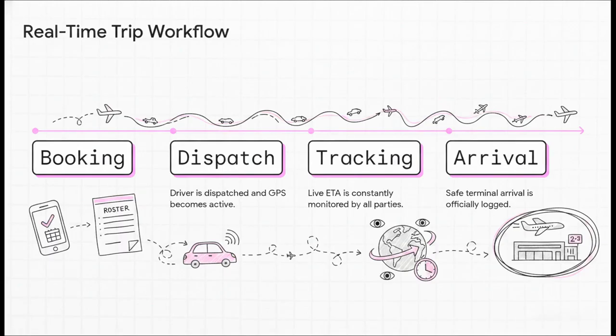Let's see how this builds across a single real-time trip. First, the ride booking is confirmed via that integrated roster. Second, the driver is automatically dispatched and the GPS telemetry goes active. Third, that live ETA is constantly monitored by the crew, the airline, and the fleet operator, all at the exact same time. And finally, the safe terminal arrival is officially logged. It creates this comprehensive end-to-end chain of visibility where literally no one is left in the dark.